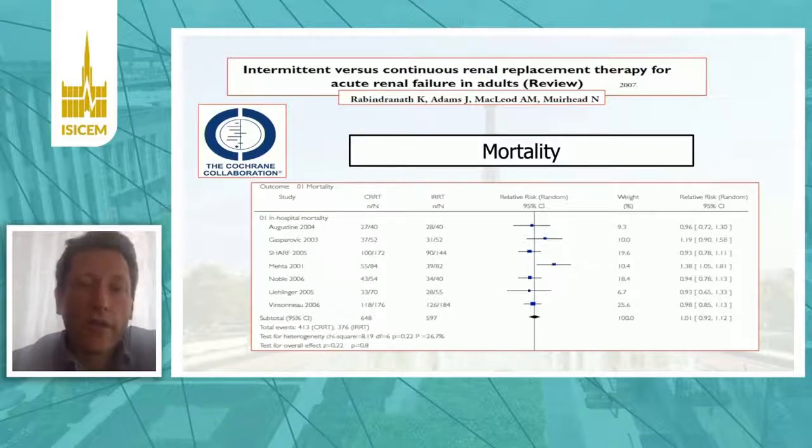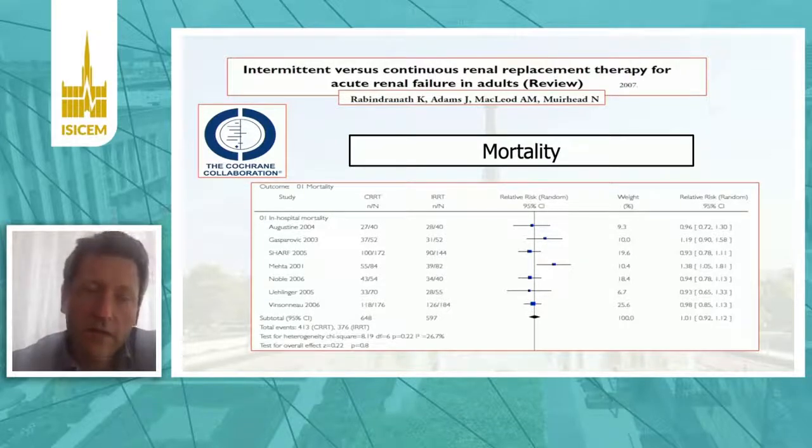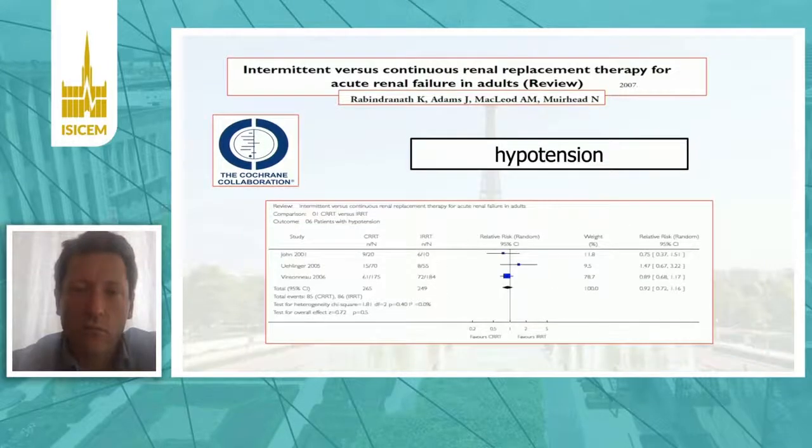And this trial was included in a meta-analysis from the Cochrane collaboration. In this meta-analysis, we confirmed that the mortality did not differ between the two modalities, which are continuous or intermittent renal replacement therapy. In the same meta-analysis, we had some information about hypotension during the session. And as you can see, here again, no difference between the two modalities.